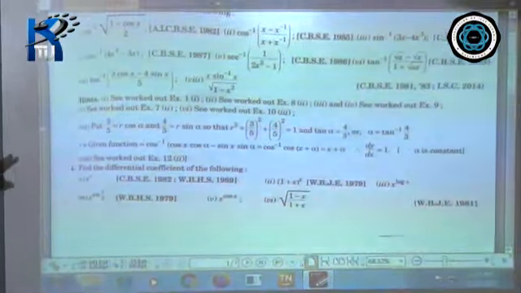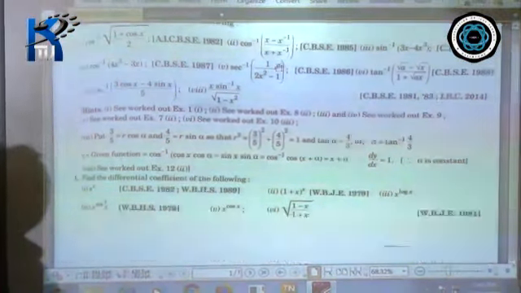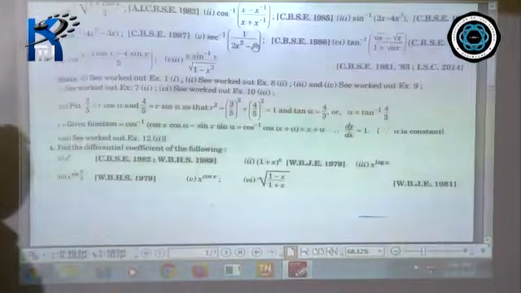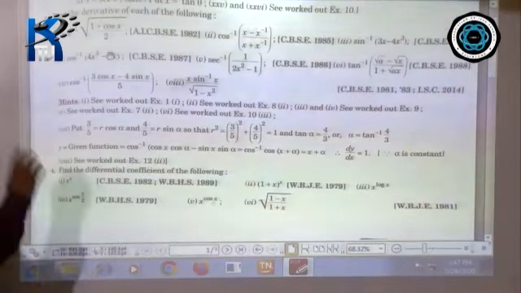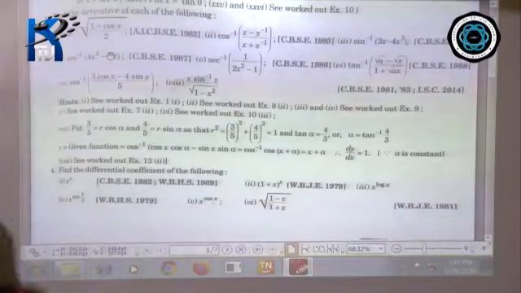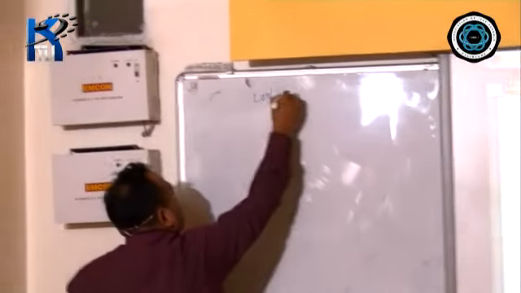Again, this question has been taken from Suranjan Saha. If I can find out the page number. Okay, 225. This is page number 225, question number 4. So let us start. This is derivative of log function.